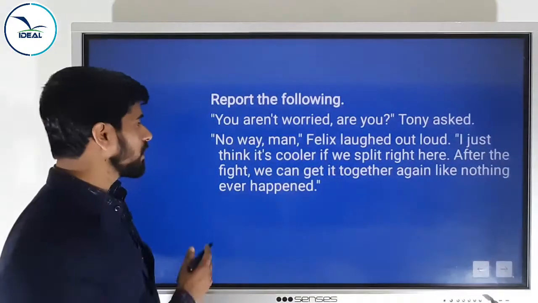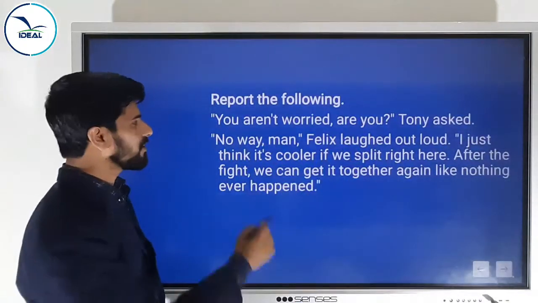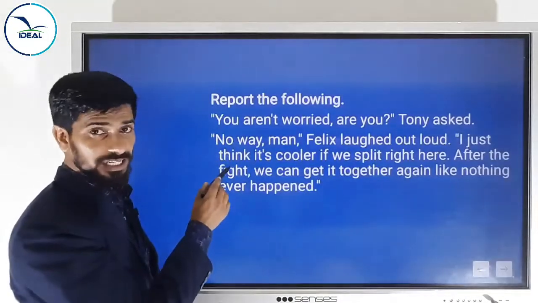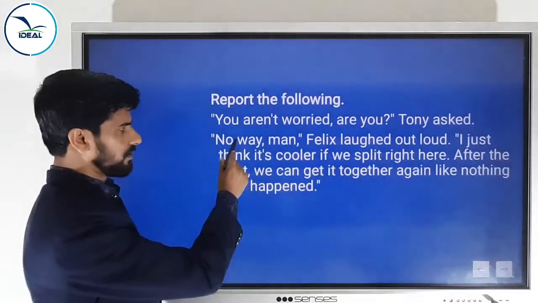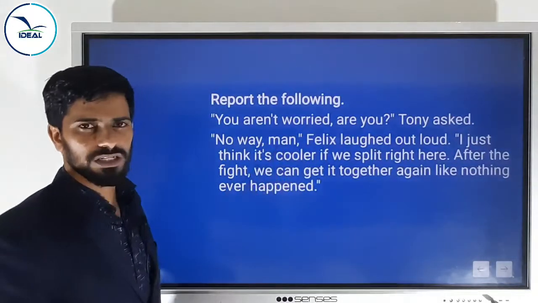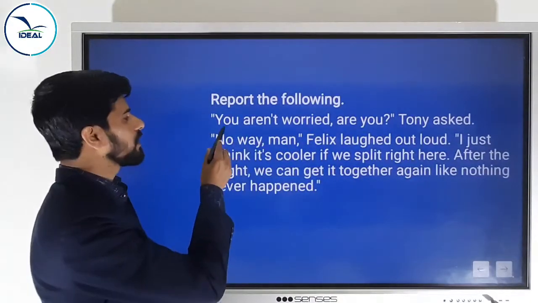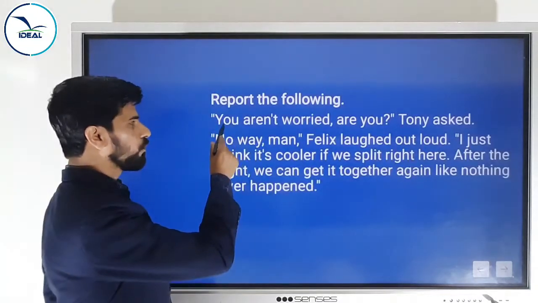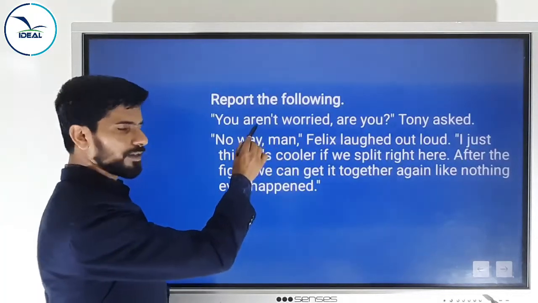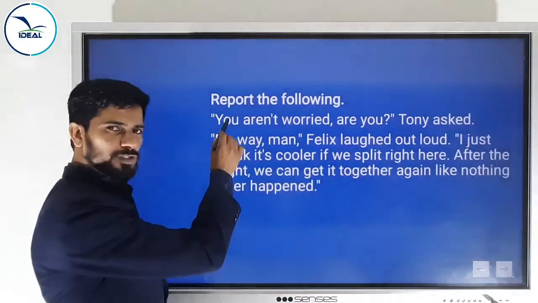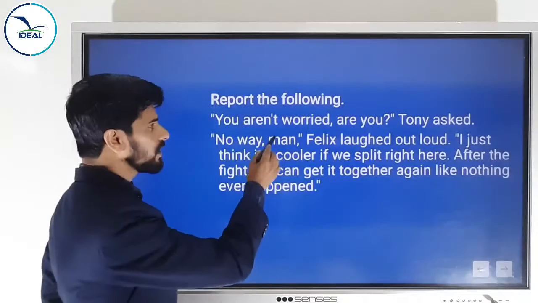So this is from the plus 2 textual part. How will you convert this? You aren't worried, are you? Tony asked. Then you can write Antonio asked Felix if he was worried or not, right? As it is a tag question, you can add or not. So Antonio asked Felix if he was, instead of you write he, and aren't, the past form of are, suitable to the subject, he was, right? If he was worried or not.